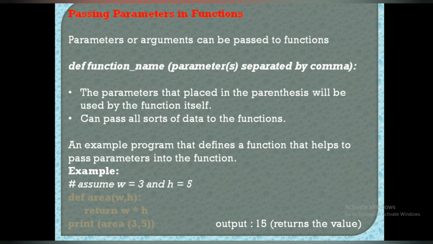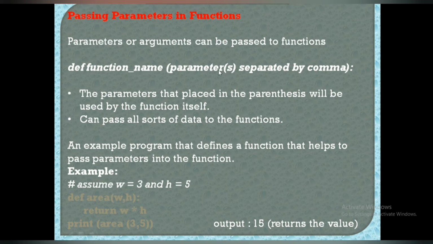So parameters or arguments can be passed to functions. Now you can see the syntax for passing parameters to functions. Okay, so def is the keyword. After writing the keyword, you have to write the function name and then put the parenthesis and then the parameters separated by commas. If we are using more than one parameter, then we can use commas to separate the parameters.